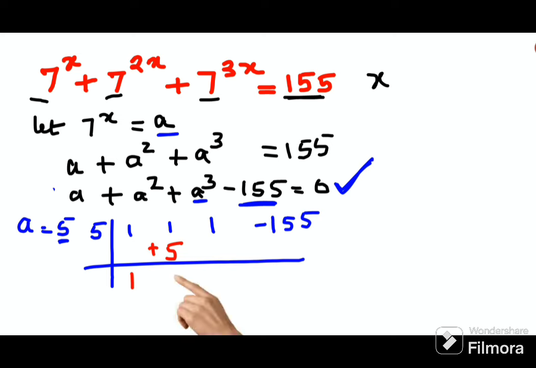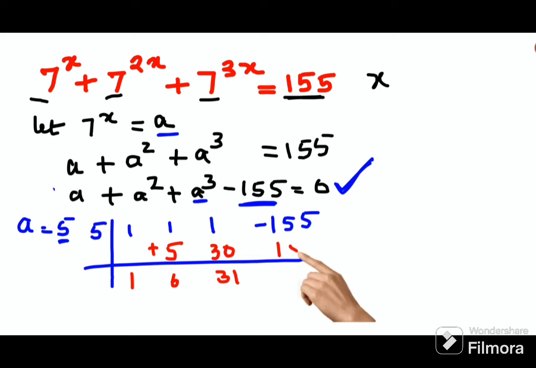1 plus 5 gets you 6. 6 into 5 gets you 30. You add them, 30 plus 1, 31. 31 into 5 gets you 155. Okay, so here this value has to be 0. See, if you get this value as 0, it means everything you have done till now is correct.